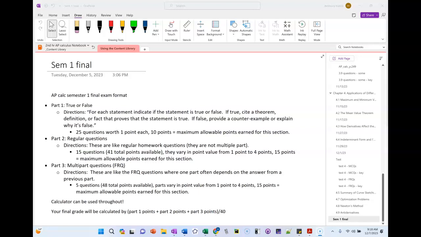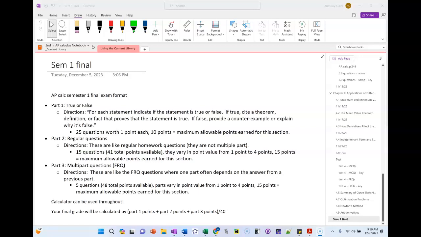Part two is going to be just regular old homework questions. So they're not multiple part, they're not based on something else, they're just like, do this derivative, find these critical values, do this limit, show this is continuous. So it'll just be like single question, one thing to do. They're going to be worth 1 to 4 points. So if they're an easy thing, maybe it's a 1 point question, 2 point question, 3 point question, 4 point question. There's 41 total points available in this section.